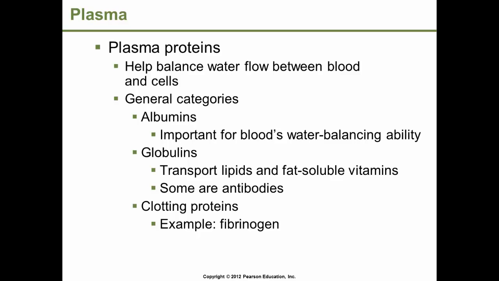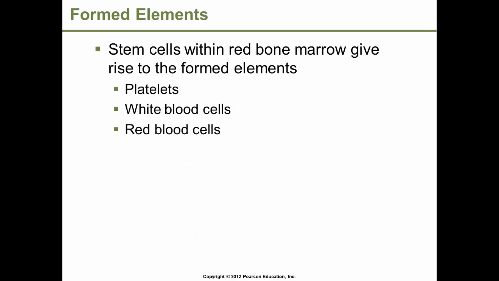The general categories of plasma proteins: there are more than 50 plasma proteins. The general categories are albumins, which account for approximately greater than 50%. They're important for the blood's water balance. Globulins serve to transport lipids and fat-soluble vitamins, and some of these globulins are antibodies. And then clotting proteins such as fibrinogen, which protect the body from excessive blood loss.